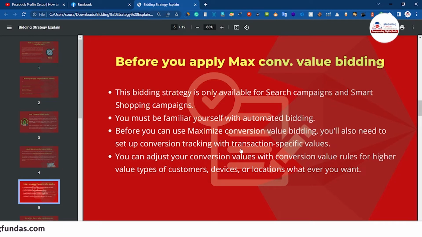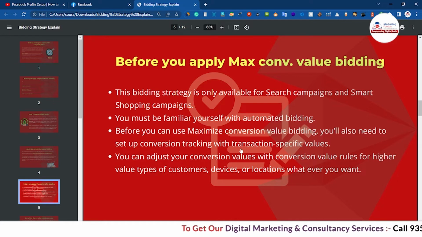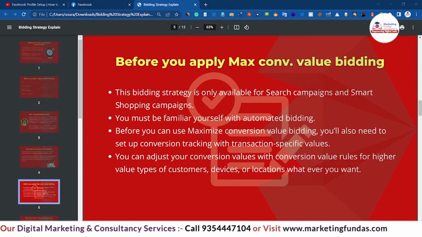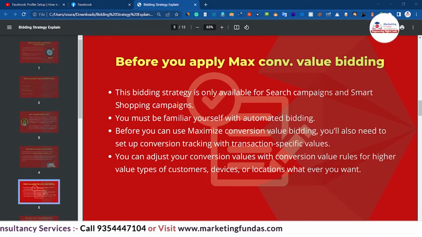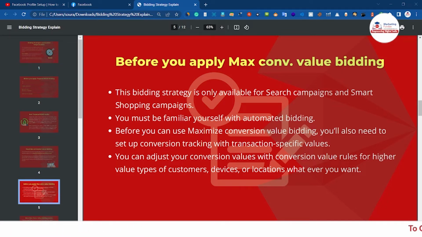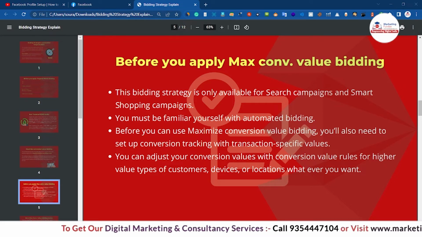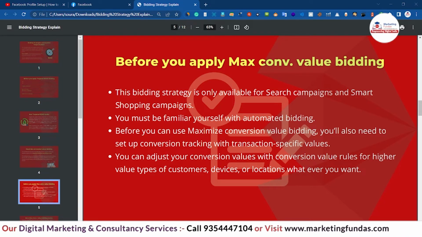Without setting up conversion tracking, you can't do anything, because without data, Google will not do anything fruitful for you. So you have to be conscious that you are setting up conversion tracking so that you can track every transaction or every conversion with a specific transaction value, so that the Google system can understand what is going on in the campaign and where the AI system needs to work.